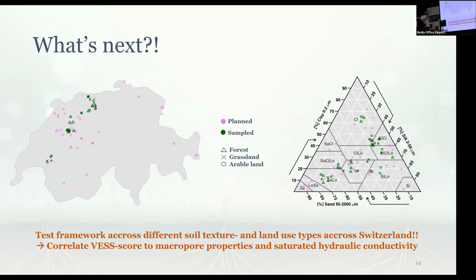So this is what I've done partly, or what I plan on doing in the future. What we're trying to do is to sample from any texture class of the texture triangle, different land use types all over Switzerland, and process them, hoping that we can validate our framework, and then also correlate the VES scores to hydraulic properties and CT metrics, so that in the best case we can use the visual assessment methods as a nice predictor for potential hydraulic properties or macropore structure. That's it. Thanks.